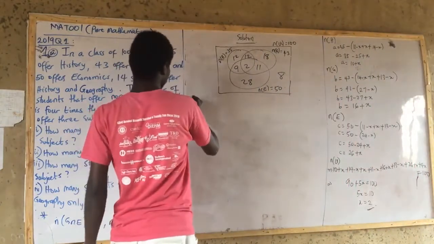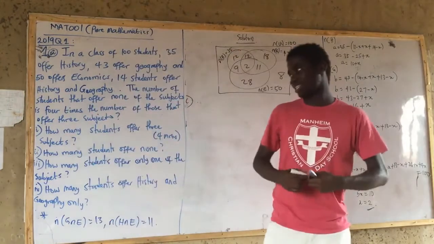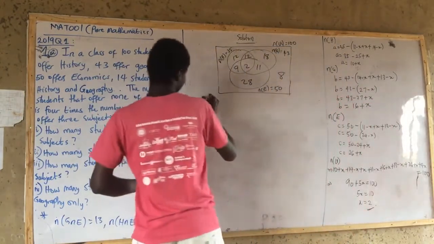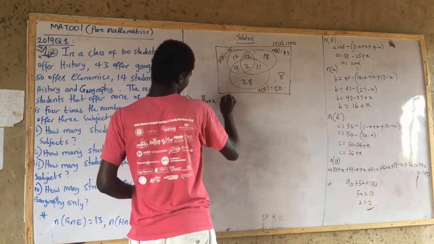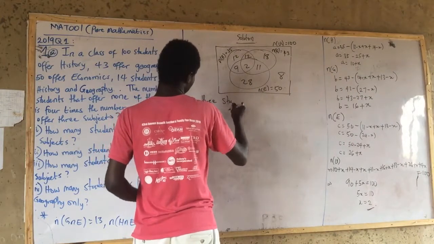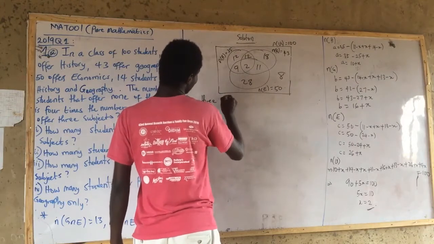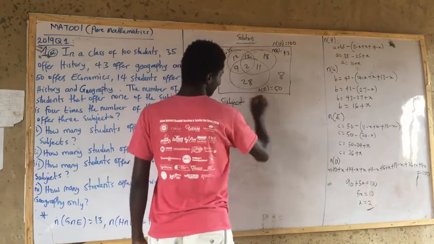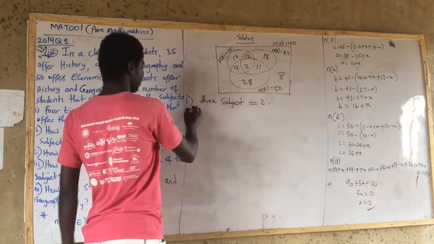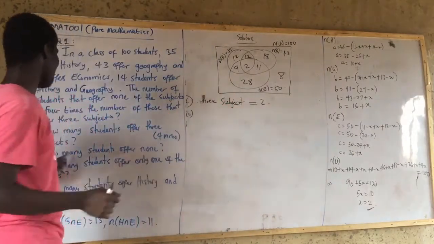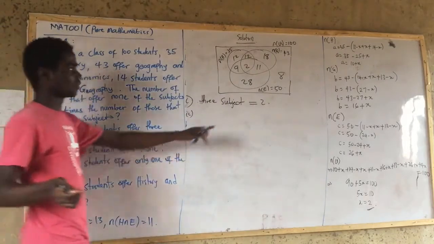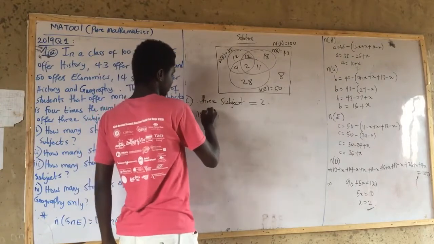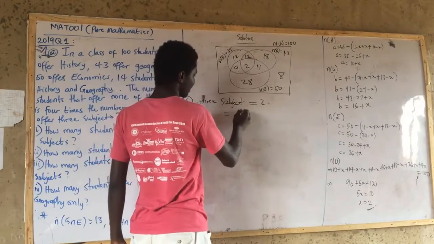So now the first question they are asking for, they say how many students offer 3 subjects. That is the middle. The answer is 2. The second question, they say how many students offer none of the subjects? None. The answer is 8.